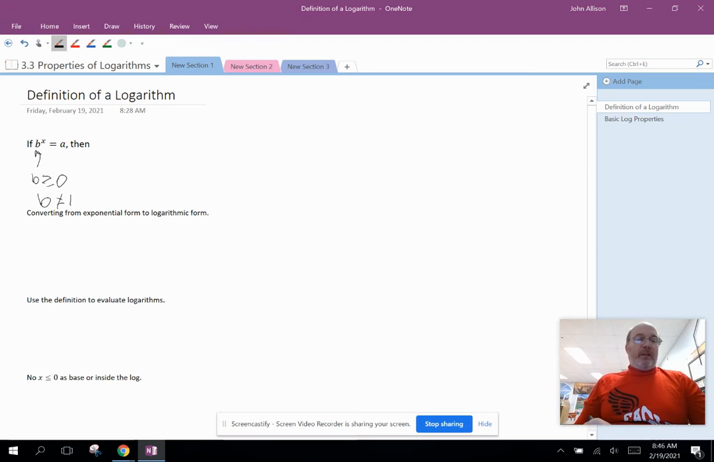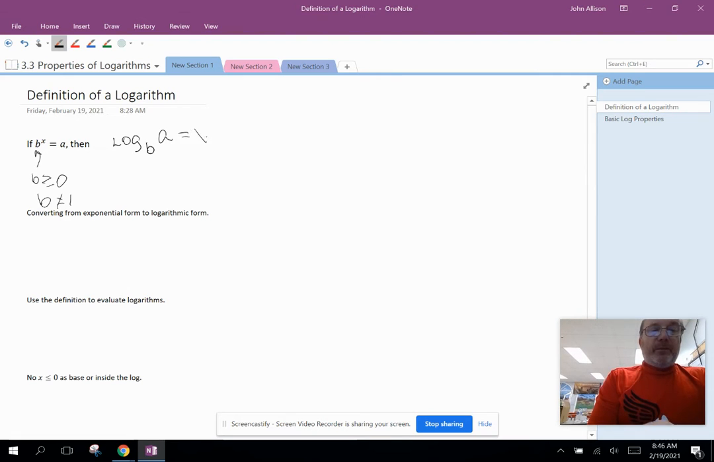Trying a new computer here to see if I can write on it better than before. If you have this equation in this form, with the exponential term isolated, then we say log base b of a equals x. If the exponential equation is true, then this logarithmic expression is true, and if the logarithmic expression is true, the exponential one is true.